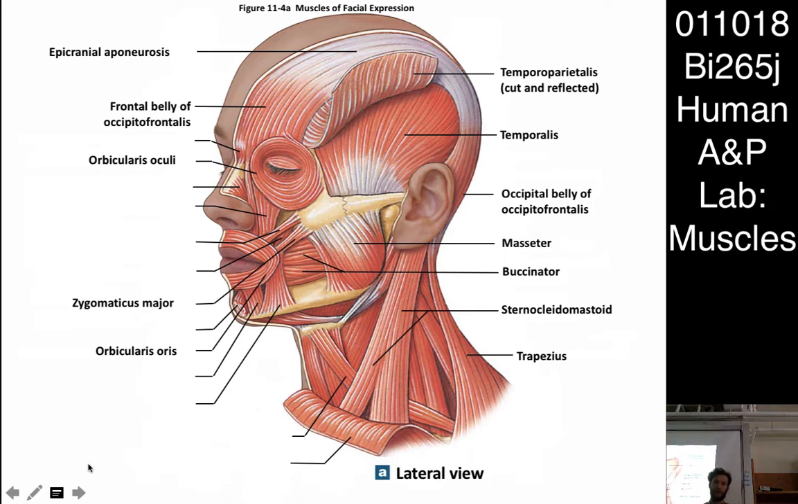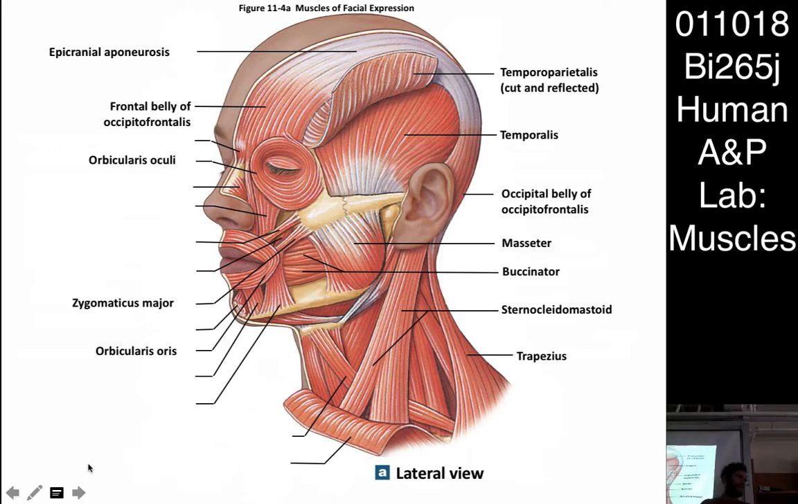Epicranial meaning on top of your cranium, aponeurosis. Aponeurosis is a tendinous sheet. It's a broad tendinous sheet that connects muscle to some other structure. So in this case, it's the frontal belly to the occipital belly back here of the occipitofrontalis. We call this epicranial aponeurosis.